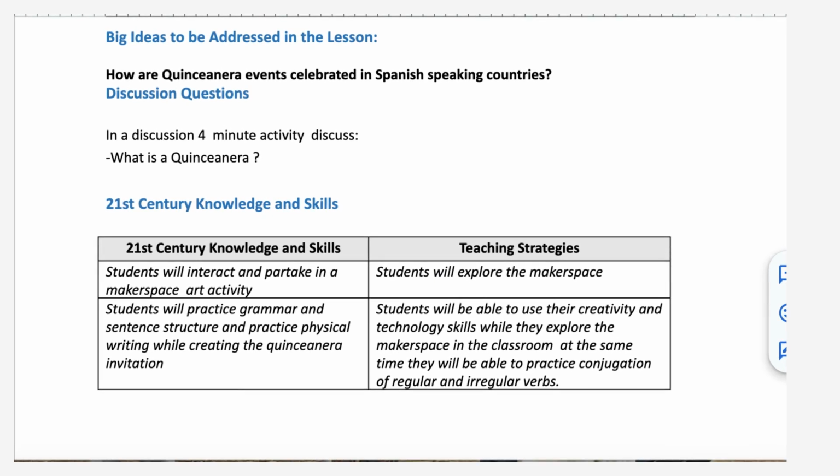The benefits of this lesson is that students will be able to participate in what a makerspace is, what the benefits are, and they will be able to interact as well with practicing grammar, sentence structure, and practicing physical writing while creating the quinceañera invitation. They will have art supplies that will help them, as well as the Canva platform if they want to do a digital art form.